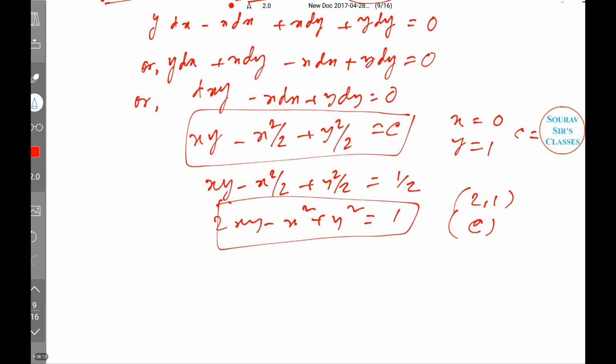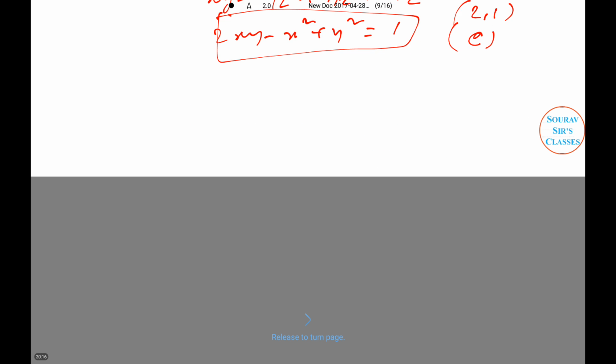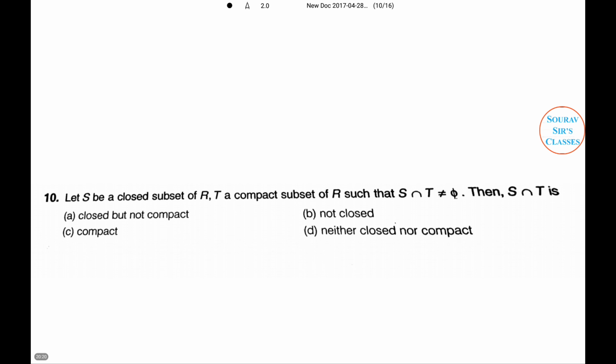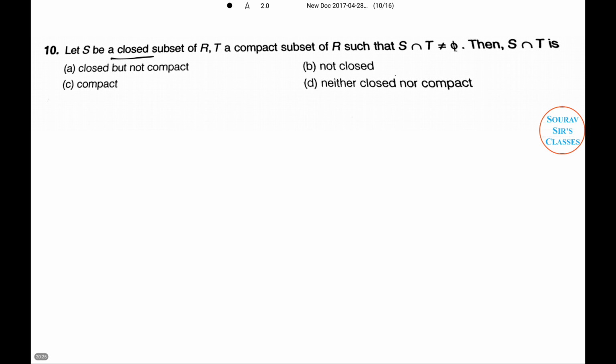Next question is question number 10. This question is about a closed subset of R and a compact subset of R. Okay, so they have asked, if S intersection T is not a null set, then S intersection T is what? See, it's a theoretical question. It's now the basic theory.